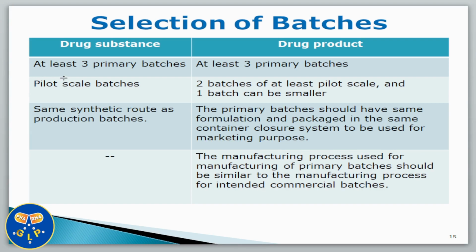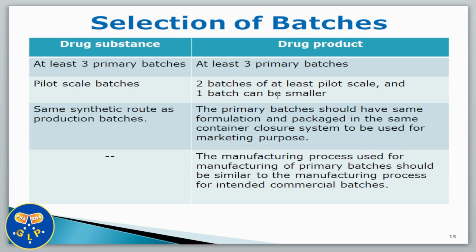For drug substance, the batches should be manufactured to at least pilot scale, that is 3 primary batches should be pilot scale batches. The batches should be manufactured by the same synthetic route as production batches. Similarly, in drug product also, the stability studies data should be provided on at least 3 primary batches. Out of 3 primary batches, 2 batches should be manufactured to at least pilot scale and 1 small scale batch can be acceptable.